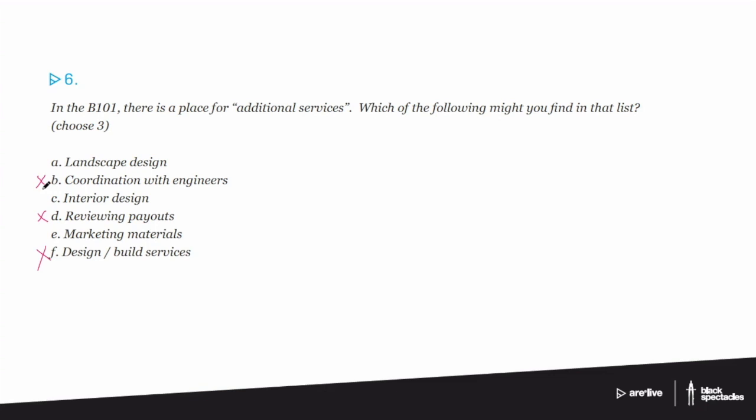Now again, you can cross it out if maybe the owner has their own engineers and they don't expect you to be doing the coordination. Well, you can just cross it out of the contract if you want, but it is assumed to be part of the basic services. So that leaves us with landscape design, interior design, marketing materials, and there's a whole bunch of other things.